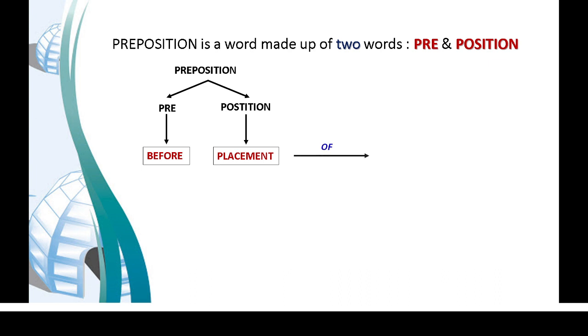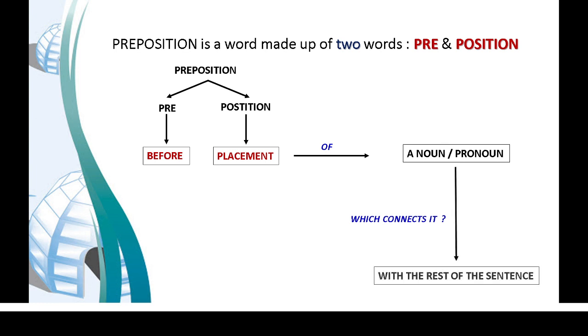Preposition is placed before a noun or a pronoun, which connects with the rest of the sentence, and as well as a noun or a pronoun acts as the object of the preposition. So we can see the 2 parts, pre and position there. So we use a preposition to place before a noun or a pronoun.